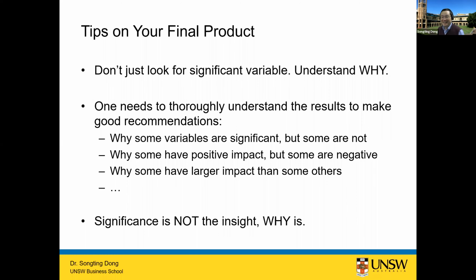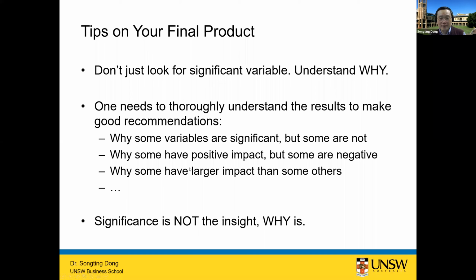Another thing is significance. We talked about significance when we discussed regression, but I cannot emphasize it more, because we are trained to always look for some significant result. Well, a significant result is good, but understanding why is more important. You need to think thoroughly to understand why you get some result. For example, why some variables are significant and some are not. Say you expect a variable to be significant, but it's not. Is this actually very informative? Yes, because that says your prior belief is wrong, and if managers do have that belief, you can correct them about their mistake.